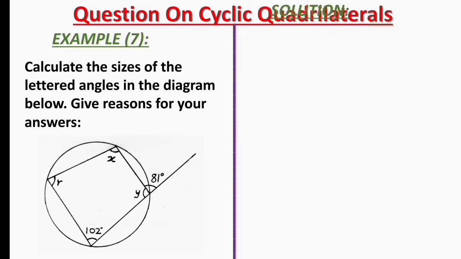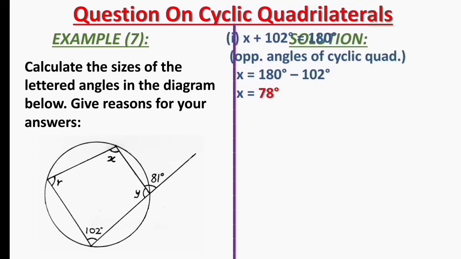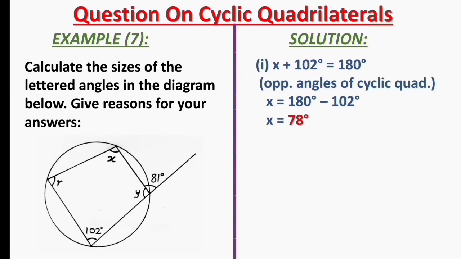From the solution, the angle x plus angle 102 degrees should add up to 180 degrees because these are opposite angles of a cyclic quadrilateral. And opposite angles of a cyclic quadrilateral should be supplementary. That means adding up to 180 degrees. Solving for x, x is 78 degrees.